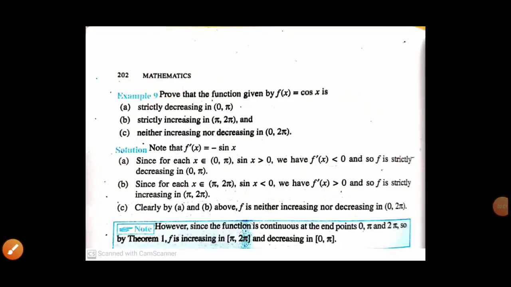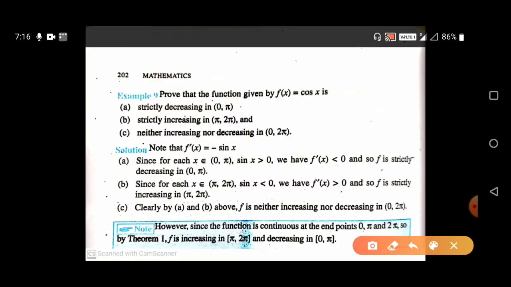Example 9, prove that the function given by f(x) = cos x is strictly decreasing in the open interval 0 to π, strictly increasing in the open interval π to 2π, and neither increasing nor decreasing in the open interval 0 to 2π. So for that, first of all we have to find f'(x). f'(x) will be −sin x.